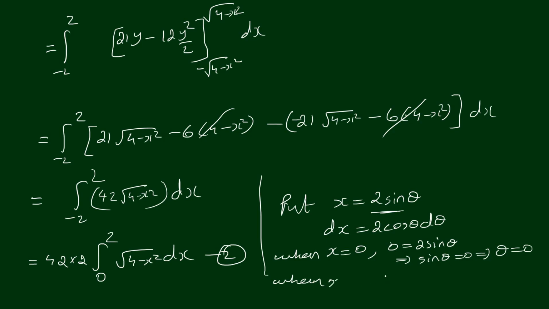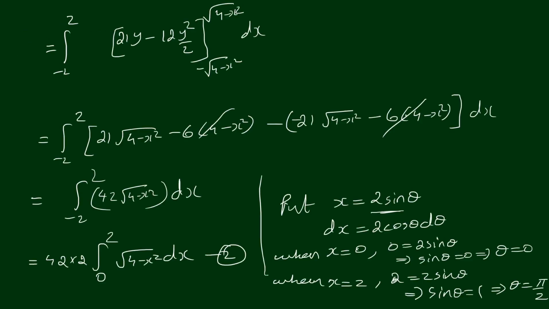When x is equal to 2, we will get 2 is equal to 2 sin theta. This implies sin theta is equal to 1. Sin pi by 2 is 1, that we know. So theta is equal to pi by 2. So theta varies from 0 to pi by 2.